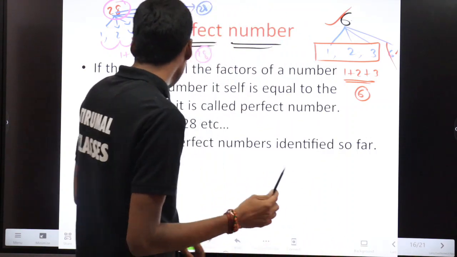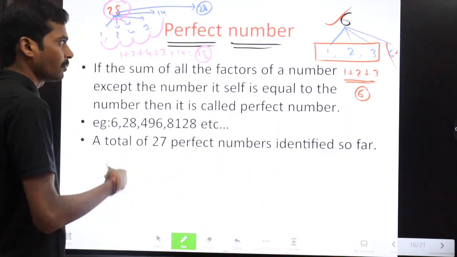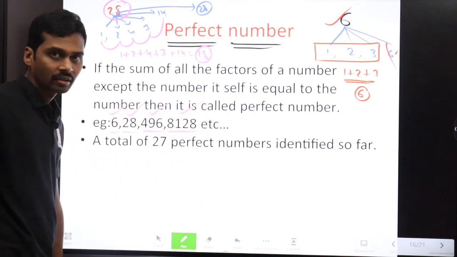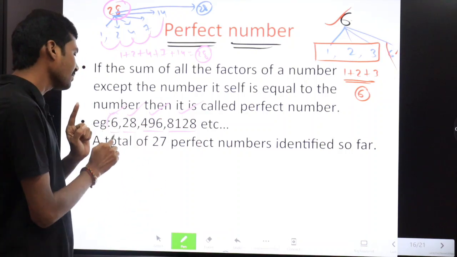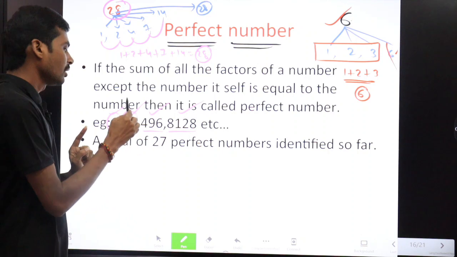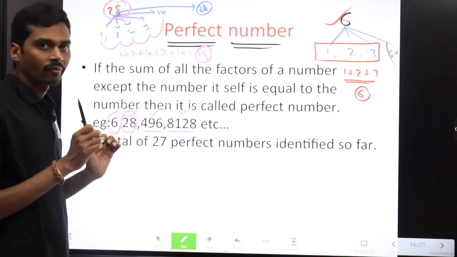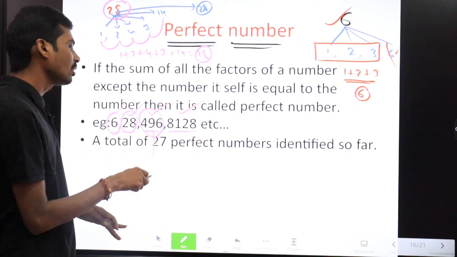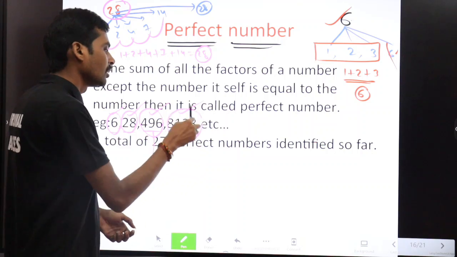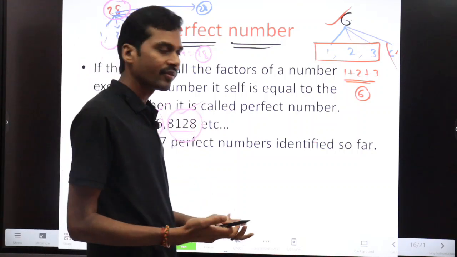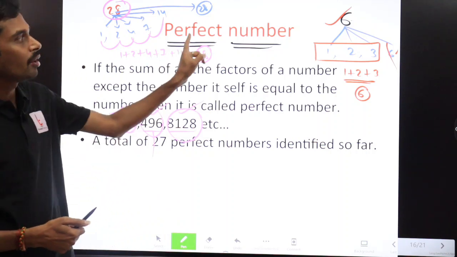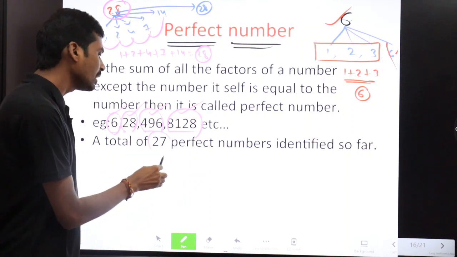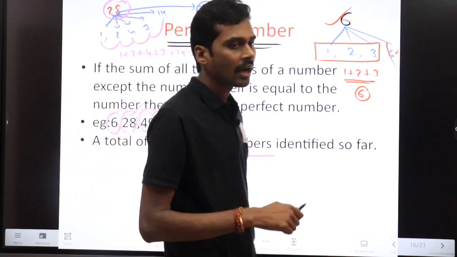By the way, examples of perfect numbers are 6, 28, 496 and 8128. We have only one single digit perfect number, 6, and only one two digit perfect number, which is 28. Among three digit numbers we have only 496. Among four digit numbers, the perfect number is 8128. By the way, we have found only 27 perfect numbers up to now.